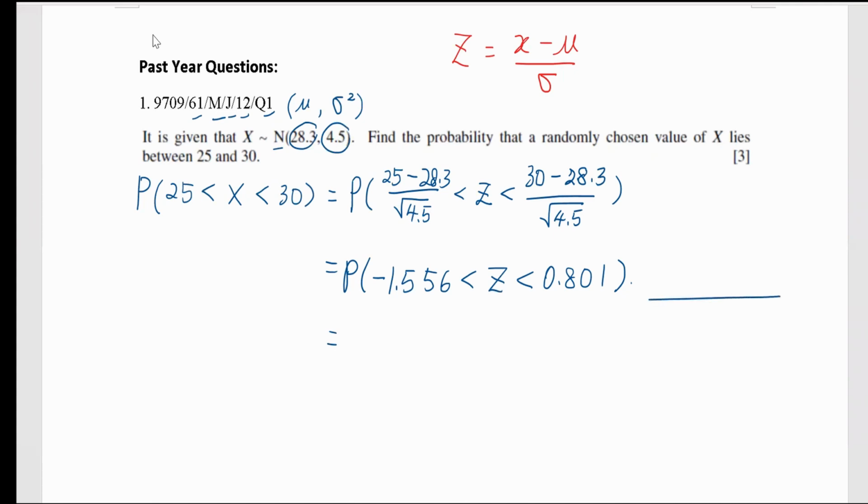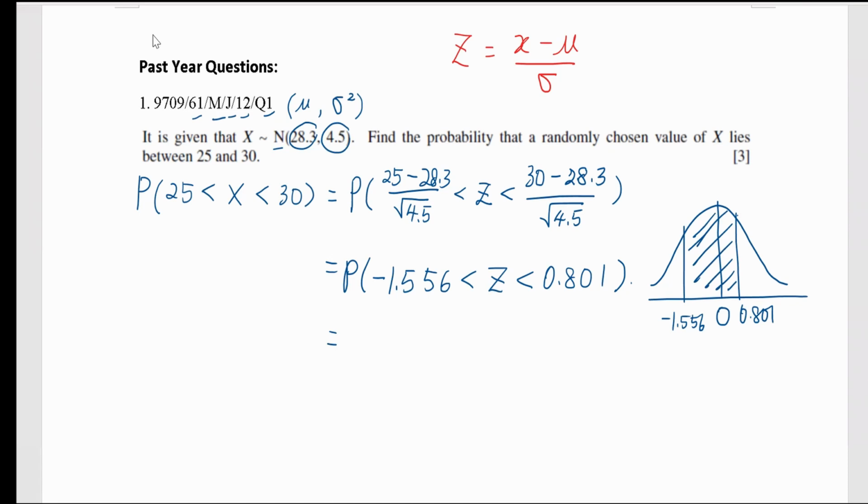Okay, so again, I'm sketching the bell-shaped curve here. Symmetrical, in the middle is 0. There is a negative 1.556, so the value will be roughly here. Then 0.801 should be nearer to 0 on the right. So can you see we are getting the area in between these two values, and that will be the probability.